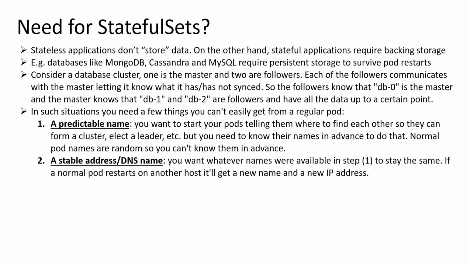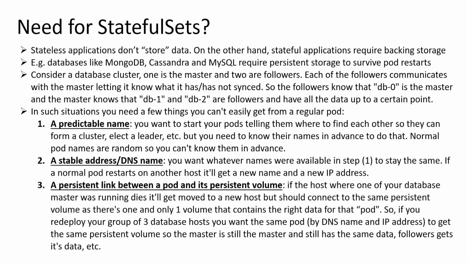Number two, a stable address or DNS name. You want whatever names were available in step 1 to stay the same. If a normal pod restarts on another host, it will get a new name and a new IP address. And lastly, a persistent link between a pod and its persistent volume. Now, if you don't know about persistent volumes, don't worry, I'll be making another video dedicated to persistent volumes.